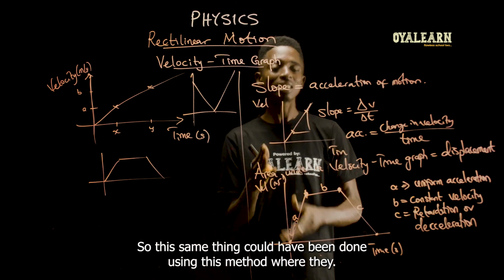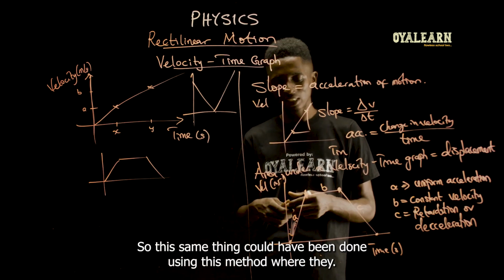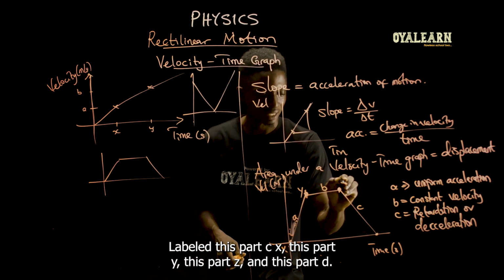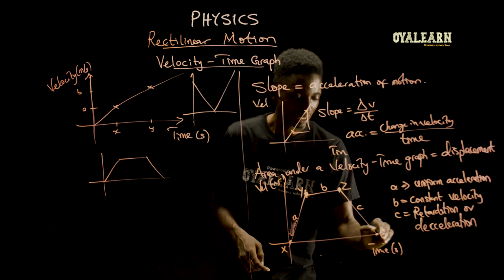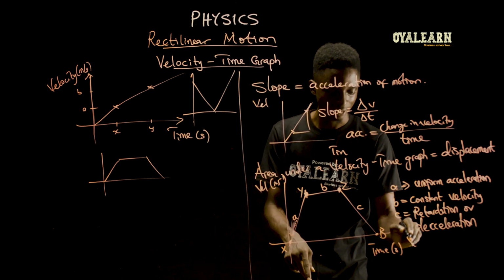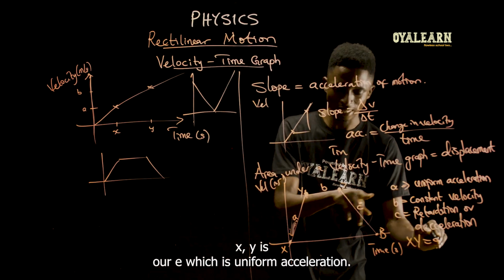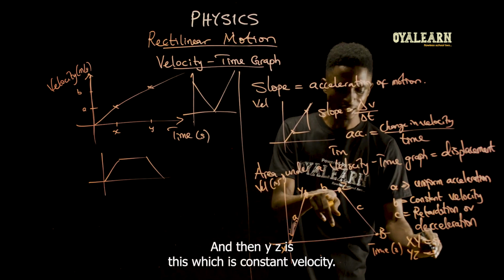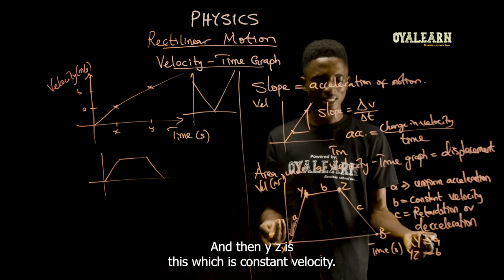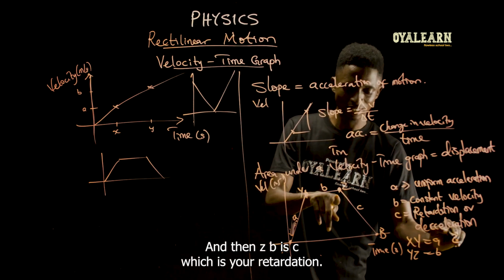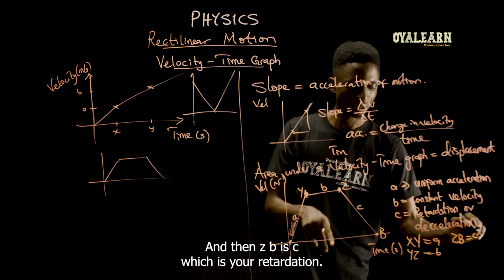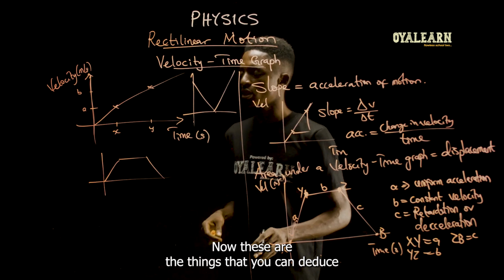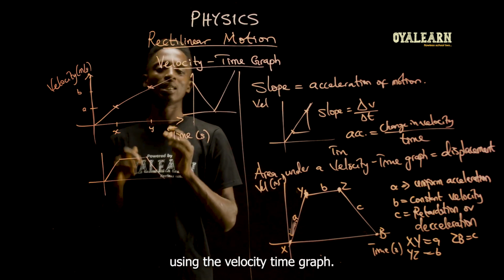So this same thing could have been done using this method where they label this part X, this part Y, this part Z, and this part B. And then you now say XY is our A, which is uniform acceleration. And then YZ is B, which is constant velocity. And then ZB is C, which is your retardation. Now, these are the things that you can deduce using the velocity time graph.